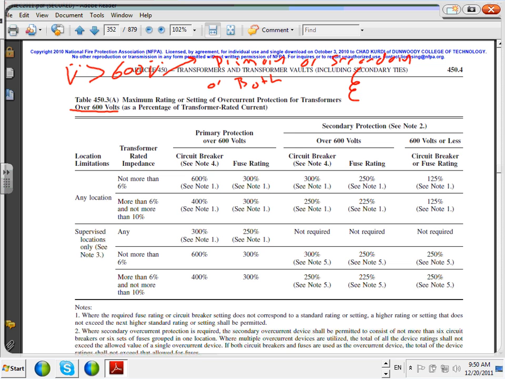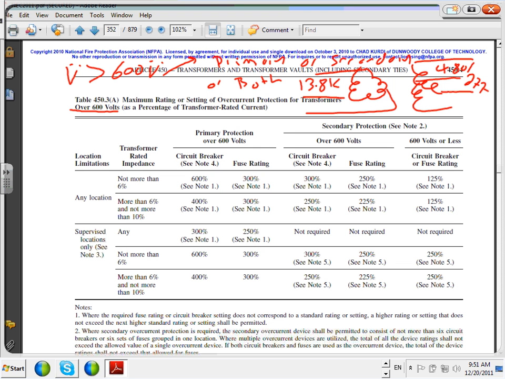I have a delta. I'm going to use a delta here. This delta is 13.8 kV. On the other side is a Y, and this Y is 480/277. Okay? Should this table apply to this? Yep, because at least one of them is 480. Make sense? Okay.